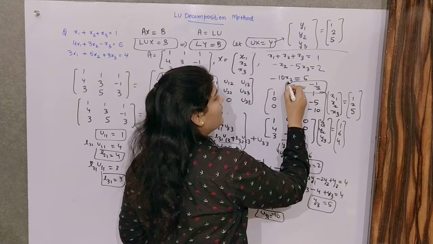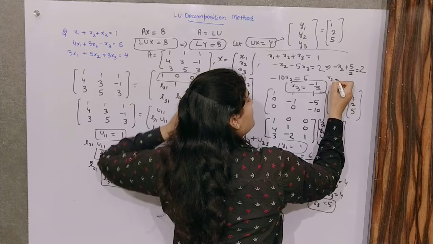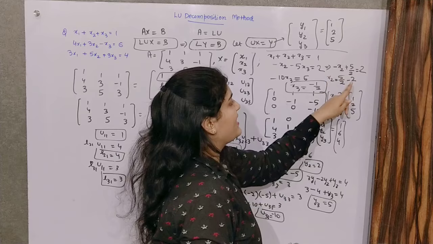From here, your x3 is minus 1 by 2. So minus x2, minus minus plus 5 by 2 equals 2. So your x2 becomes 5 by 2. See, take this x2 to the right hand side and bring this 2 onto the left hand side. So 2 times 2 is 4, 5 minus 4 is 1. So your x2 becomes 1 by 2, right?